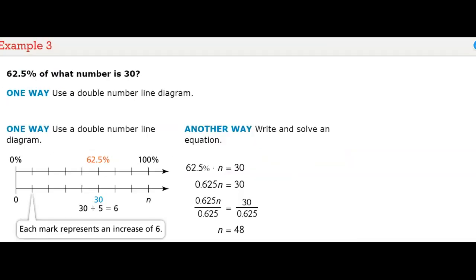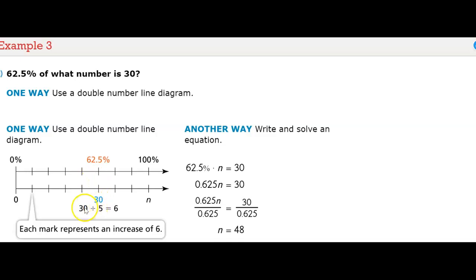62 and 5/10% of what number is 30? One way is to use a double number line diagram. You have the top as your percentage and the bottom as your numbers, and 62 and 5/10% and 30 on the number lines are right on top of each other, because 62 and 5/10% of this number is 30.